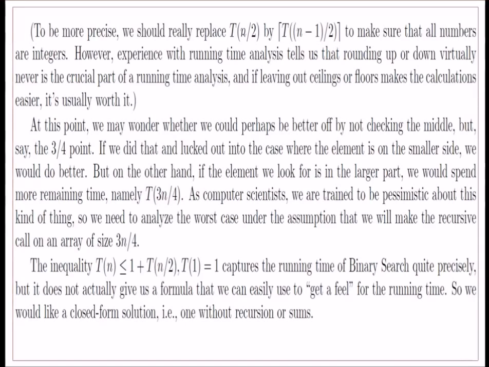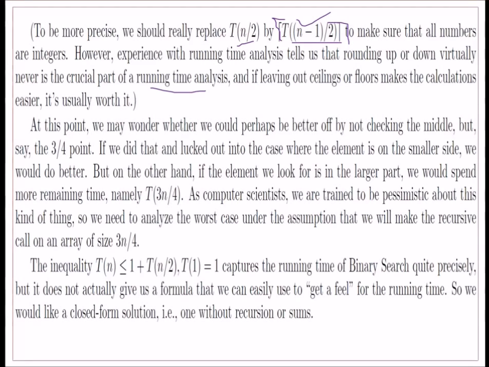And the most precise would be, we can replace T(n/2) with what we call ceilings and floors, so T(⌈n/2⌉) or T(⌊n/2⌋). This is just to make sure that all the elements are integers. We have already experienced that running time analysis tells us that rounding up or down, meaning ceilings and floors, is not at all crucial as far as running time analysis is concerned, because the numbers are so large. 6.5, if you take it as 6 or 7, it doesn't matter actually.